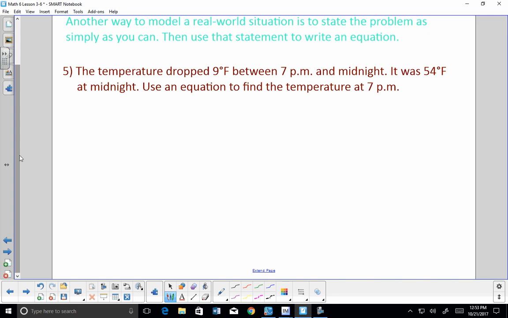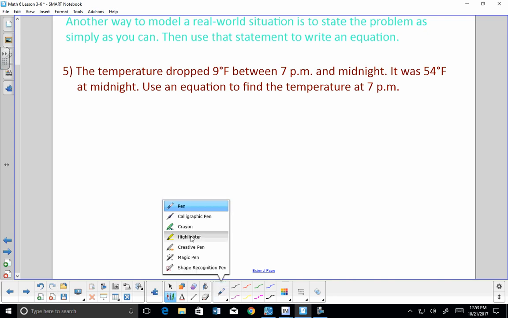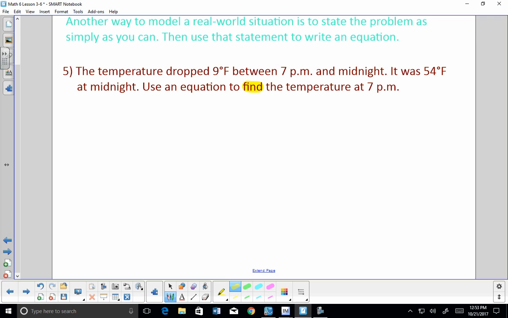So first of all, I'm looking at this and it says I need to find the temperature at 7 p.m. So that's what I'm looking for. Okay? That's the one thing I need to keep in my head. So the first thing I'm going to do is let T equal the temperature at 7 p.m., because that helps my brain start to think through this problem.